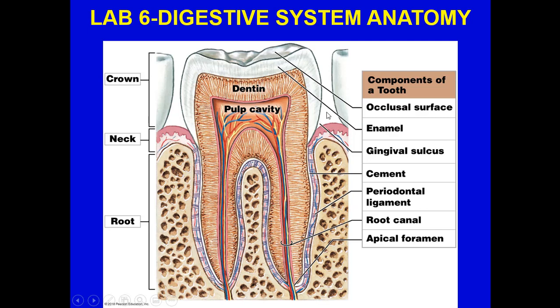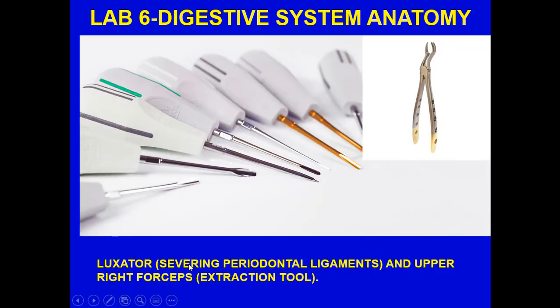So what do you have to do? You have to literally have a tool that comes in and cuts through this ligament and cuts through this side here so that you can remove the tooth. Okay? And what you see here are luxators. These are severing the periodontal ligaments so they get in between the tooth. And then you have an upper right forceps.